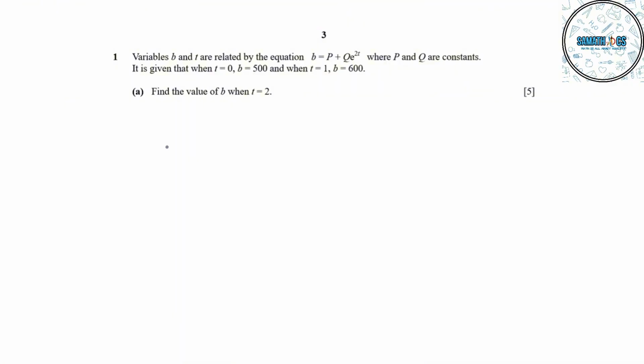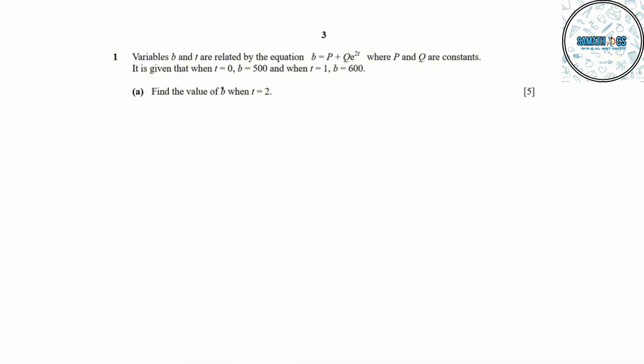Question number 1. Variables b and t are related by the equation b is equal to p plus q e power 2t, where p and q are constants. It is given that when t is equal to 0, b is equal to 500, and when t is equal to 1, b is equal to 600. Part A, find the value of b when t is equal to 2.